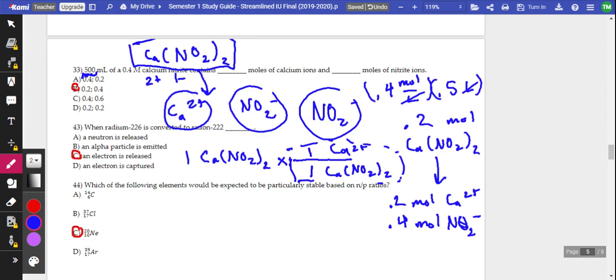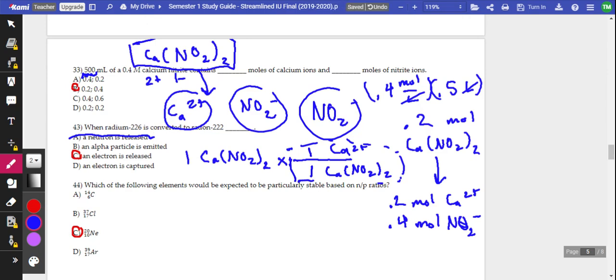When radium-226, this is number 43, when radium-226 is converted to radon-222, which of these is true? A neutron is released. We don't really kick neutrons out of the nucleus very often. A neutron is a pretty heavy particle, kind of like a proton. So it would take a lot to rip one of those out of an atom. So no, that doesn't sound like a good option, so we probably shouldn't look at 43's A.